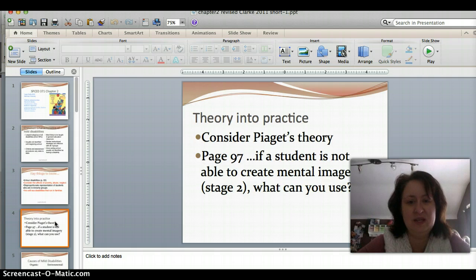Something that I did with kids that really had trouble figuring in mental pictures, we would stop and do that together. If I wanted to create an image that would help me remember this, what could I do?